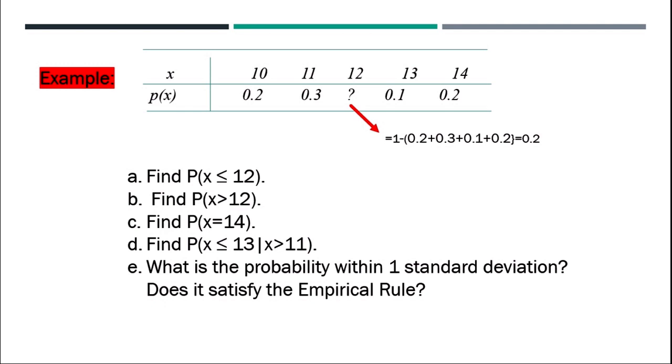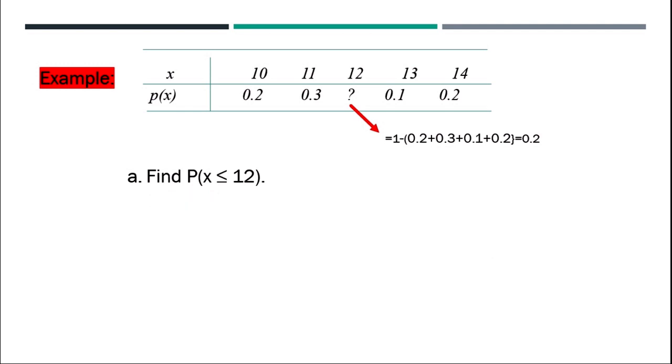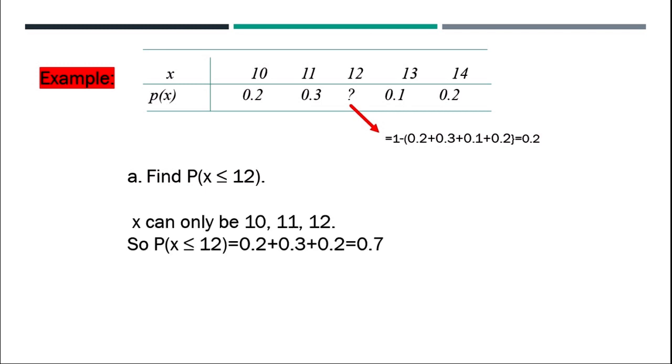A. Find the probability that x smaller or equal to 12. In this table, x can only be 10, 11, 12, 13, and 14. Smaller or equal to 12, it can only be 10, 11, and 12. So, add all the corresponding probabilities. 0.2 plus 0.3 plus 0.2 equals 0.7.